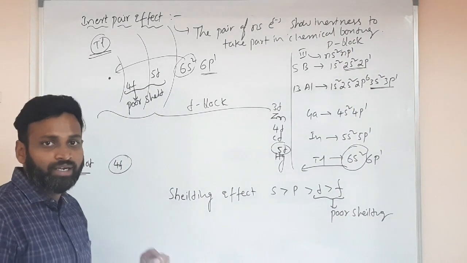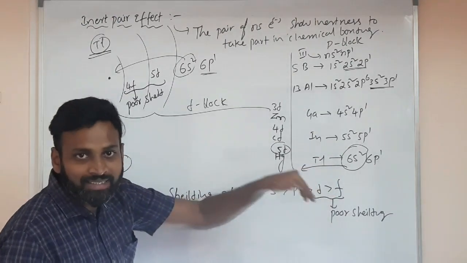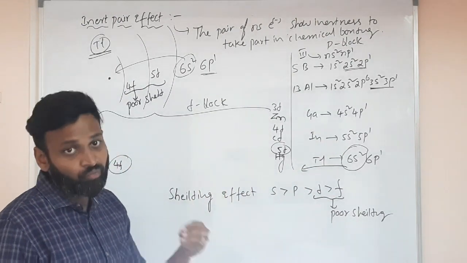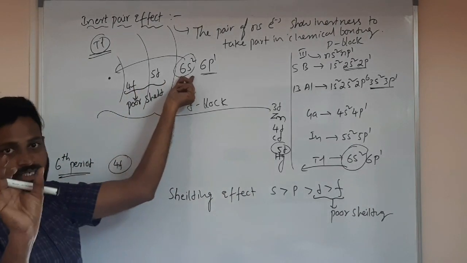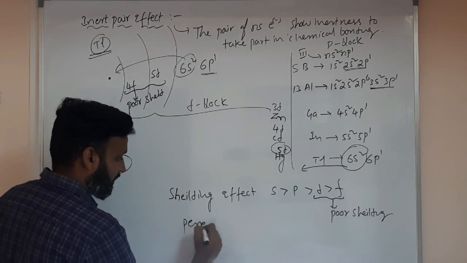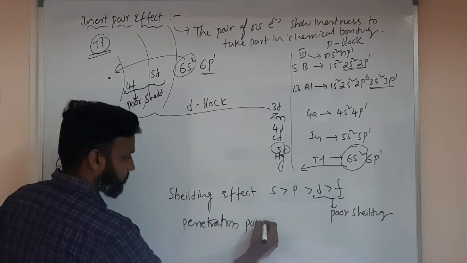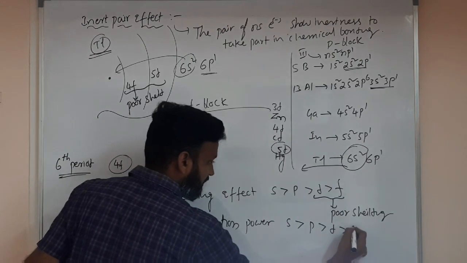Why is the inert pair effect happening? Because as going down, the bottom elements have inner subshells d and f, which are poorly shielding. Due to poor shielding, the s subshell is spherical and small. So the order of penetration power: penetration power is more for s than p, than d, than f.